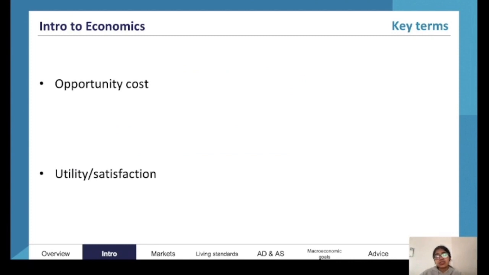That leads us to opportunity costs. If we have limited resources but unlimited needs and wants, we are forced to make a decision on what we're going to use these resources for. Which needs and wants do we want to satisfy? Which are we going to forego? Those are the decisions that we have to make.